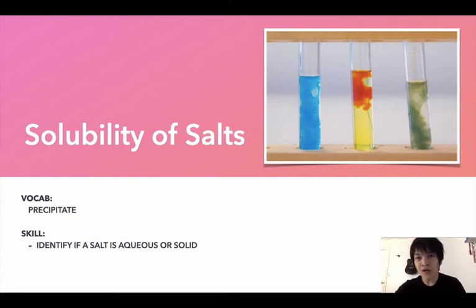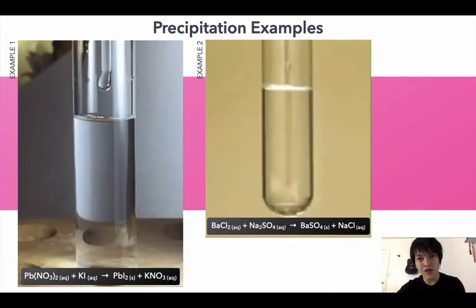In this video, we'll go over what the word precipitate means as applied to chemical solutions. We'll also go over how you can identify whether a substance, like a salt, exists as an aqueous substance or a solid substance in a solution. So here are two examples of precipitation occurring in double replacement reactions.